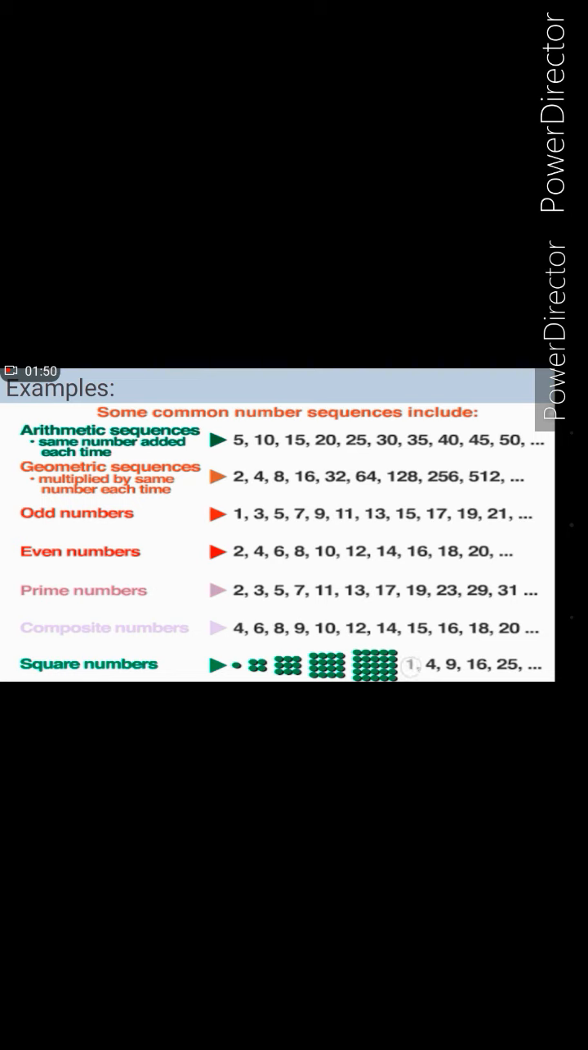1 is the square of 1, 4 is the square of 2, 9 is the square of 3, 16 is the square of 4, and 25 is the square of 5. Hope with all these examples now it is clear what a sequence is and what is particular about each and every sequence. It means you have to identify the pattern, you have to identify the rule.